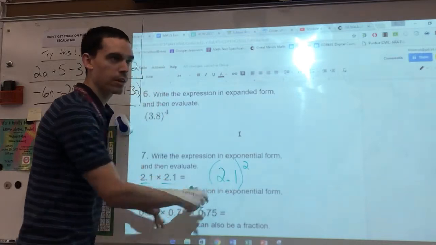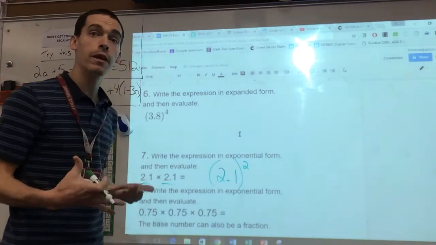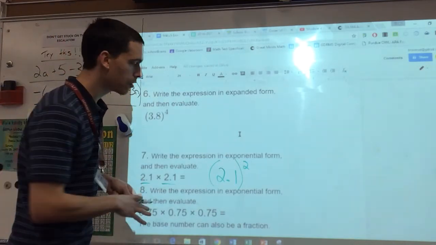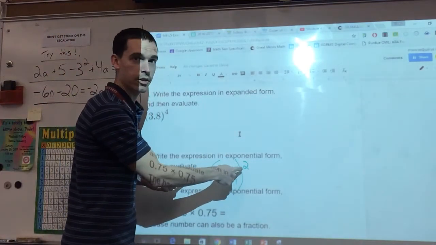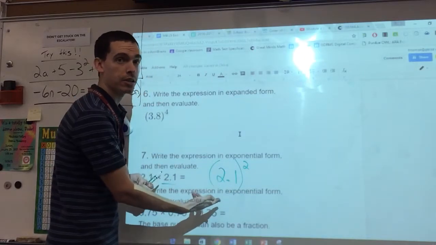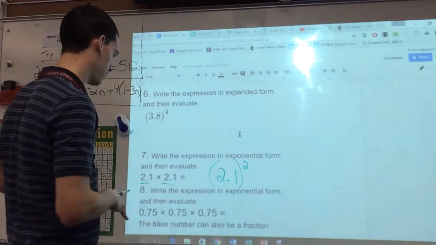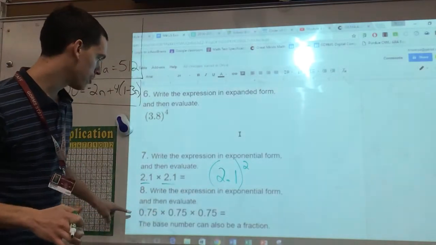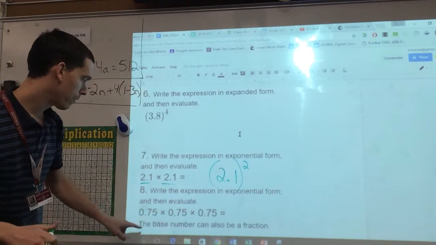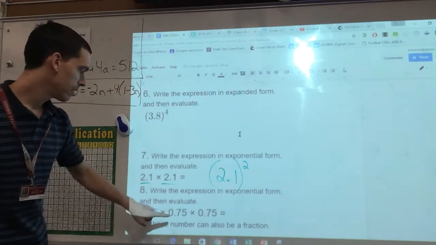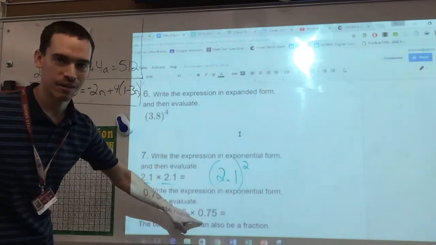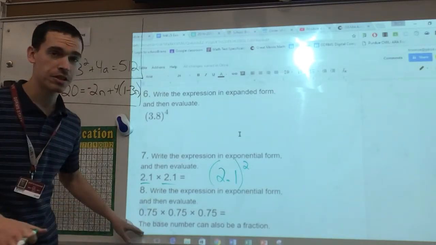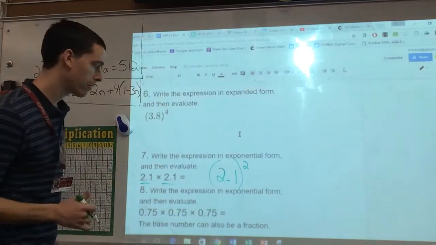Since we have decimals, it's nice to use parentheses to differentiate the values in the numbers with what goes where. Okay, we could be confused with 2 times 1 to the second power, but we don't want to do that. It's a decimal. We keep that number together grouped. Okay? So I'm going to scroll up in a moment, but write the expression in exponential form and then evaluate for this one. 0.75 times 0.75 times 0.75. Okay, and what can we get? Because the base number can also be a fraction. We're going to show that in a moment.